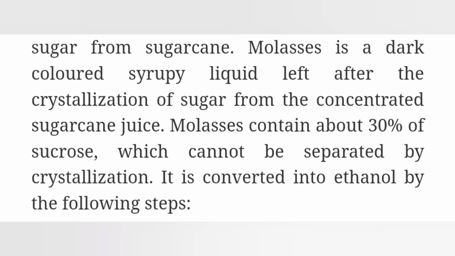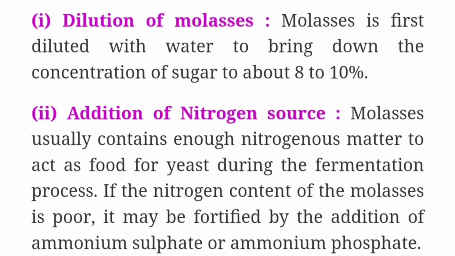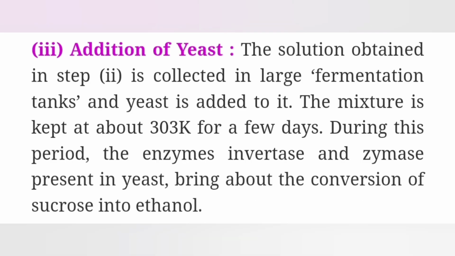It is converted into ethanol by the following steps. First point, dilution of molasses. Molasses is first diluted with water to bring down the concentration of sugar to about 8 to 10%. Second point, addition of nitrogen source. Molasses usually contains enough nitrogenous matter to act as food for yeast during the fermentation process. If the nitrogen content of the molasses is poor, it may be fortified by the addition of ammonium sulfate or ammonium phosphate. Third point, addition of yeast.